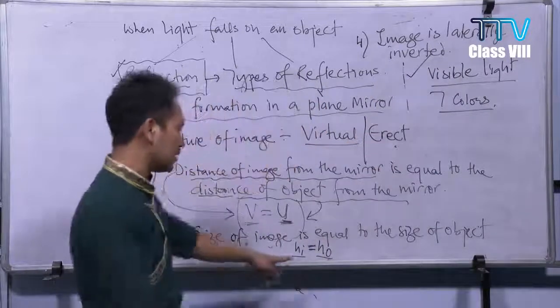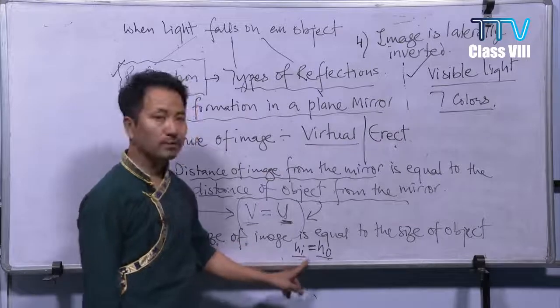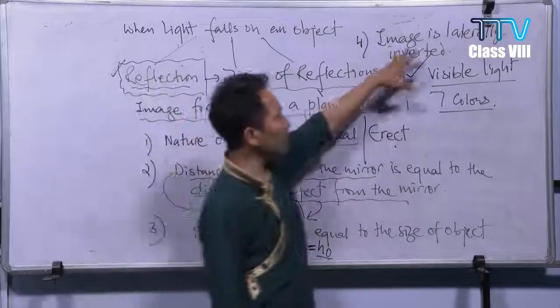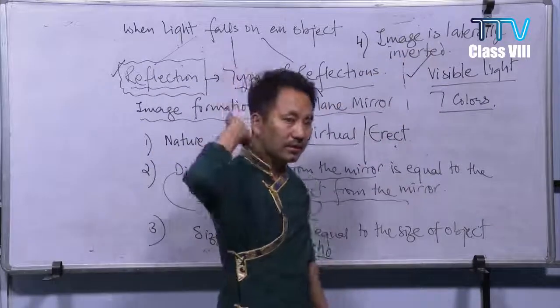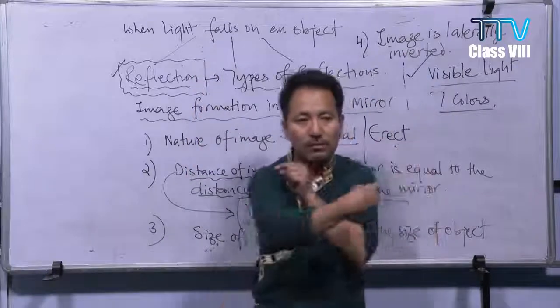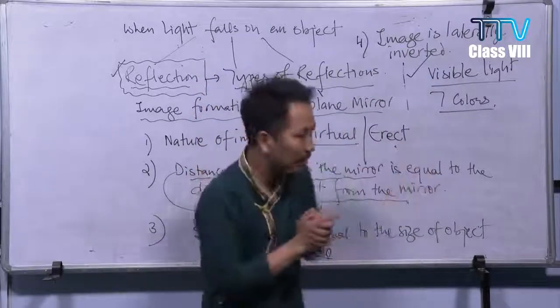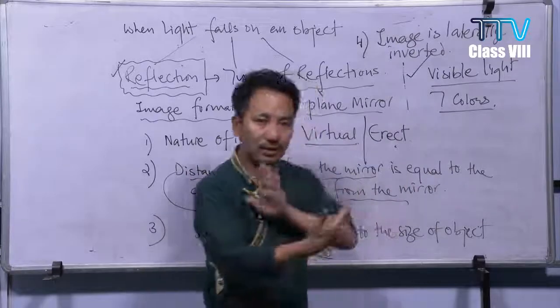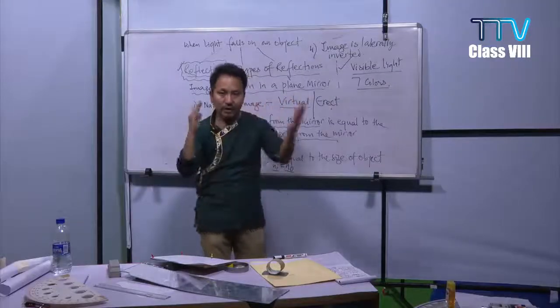If it is a plane mirror then this will always be the case. And the image is laterally inverted. That means the right side of the object will always be the left side of the image. So the image being laterally inverted, this happens as the image rotates at an angle of 180 degrees.